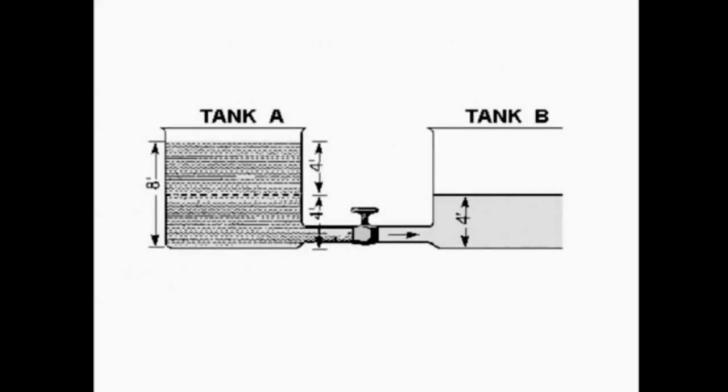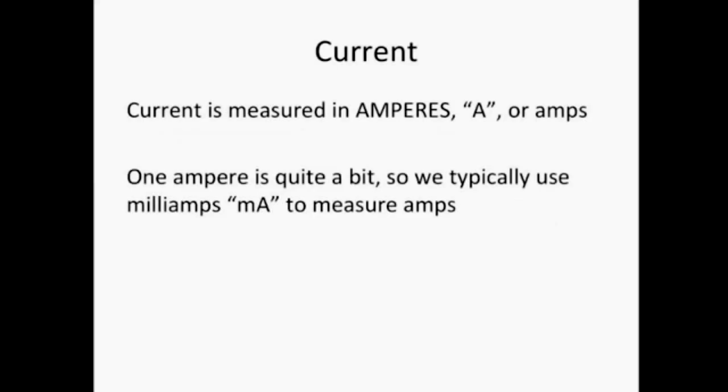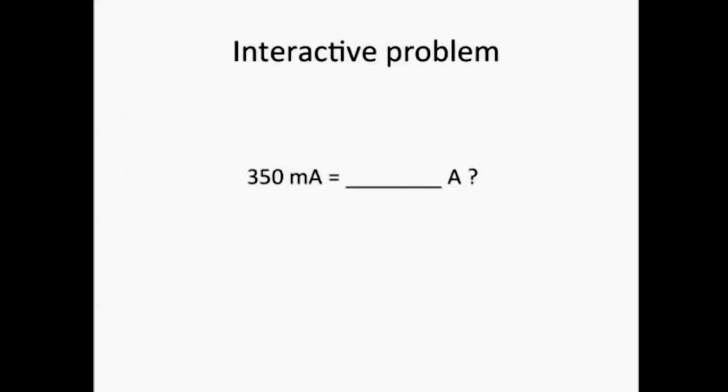So looking back at our analogy, we've defined voltage as that difference in potential between tank A and tank B. Now, what's the rate at which that difference equalizes, or the rate at which the liquid flows from tank A into tank B? We know that as current, and current is measured in amperes, or we also call it amps. 1 ampere is quite a bit, so typically we use milliamps to measure amps.